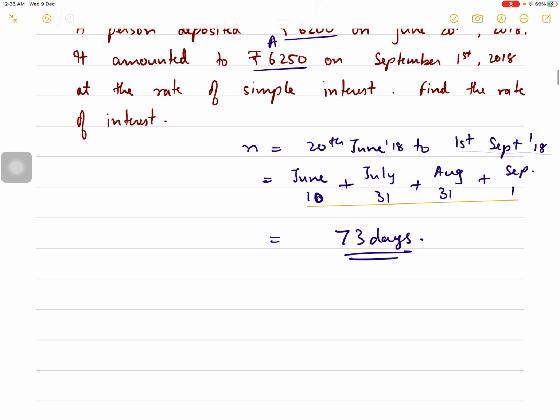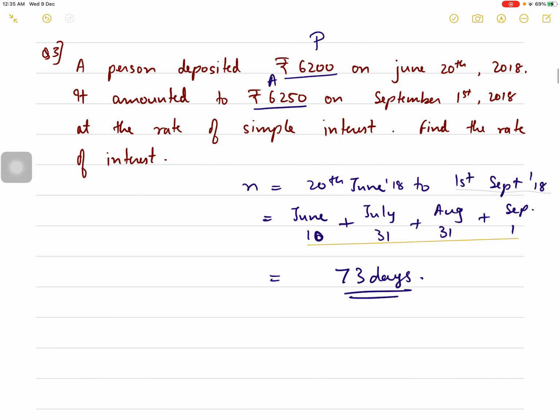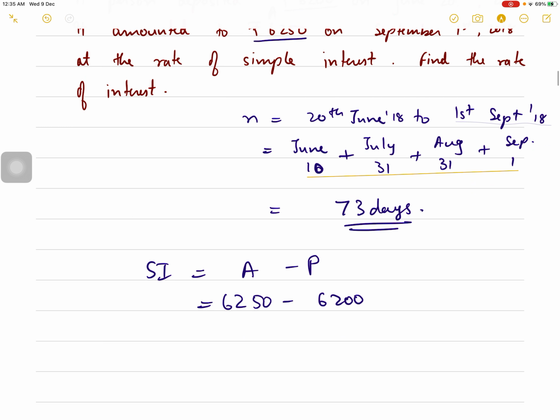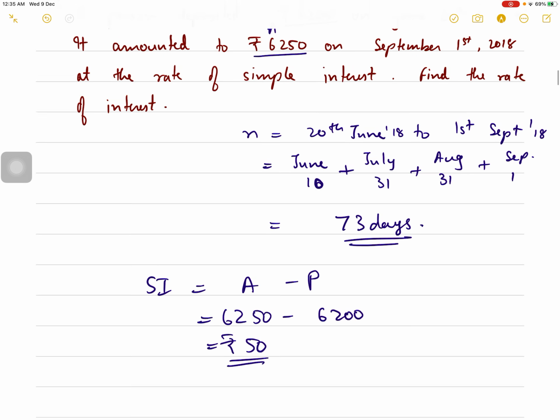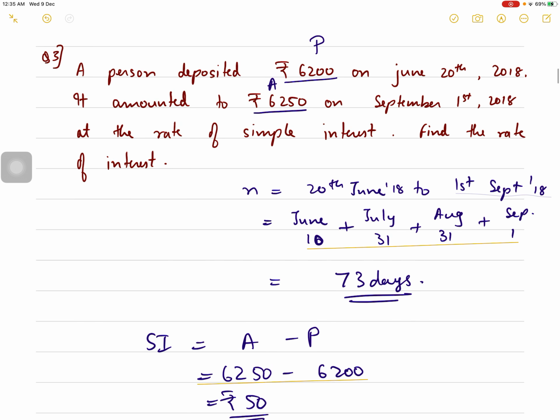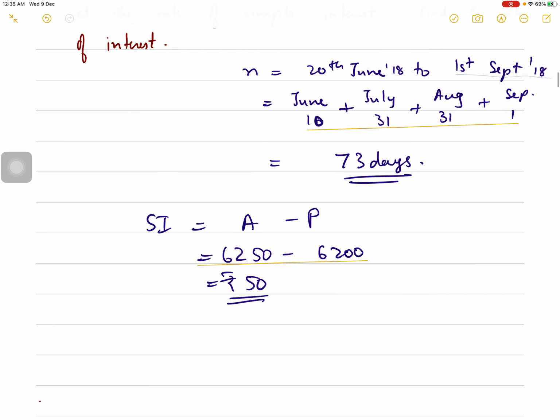Principal and amount you have. So simple interest is equal to amount minus principal, so 6,250 minus 6,200. So simple interest is 50 rupees. You are supposed to find R.